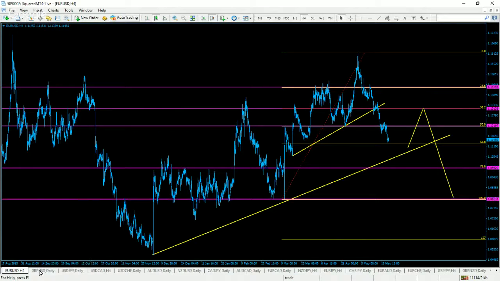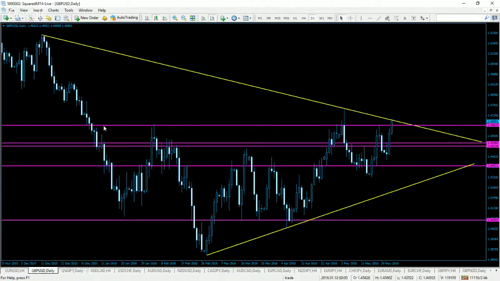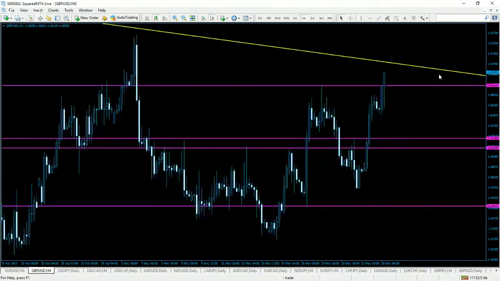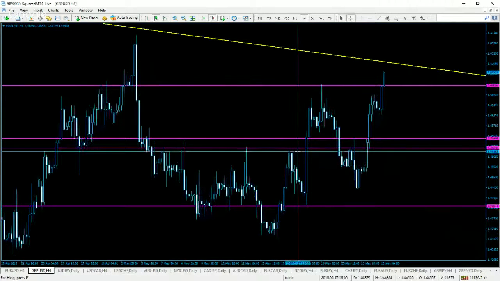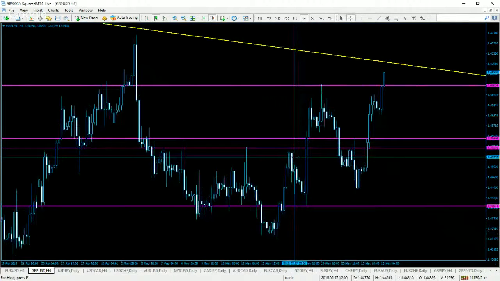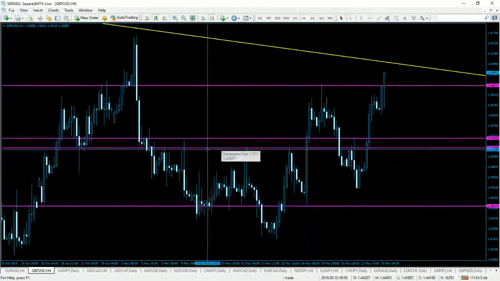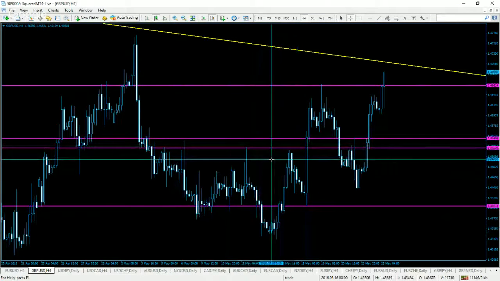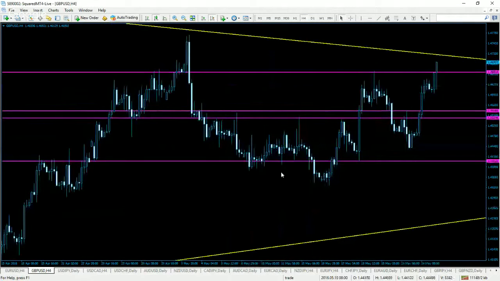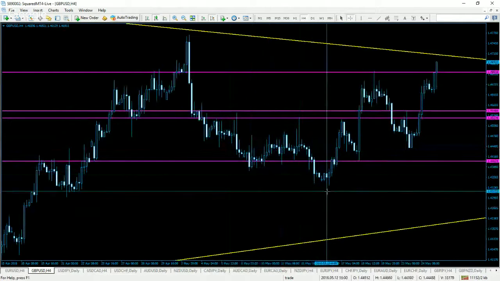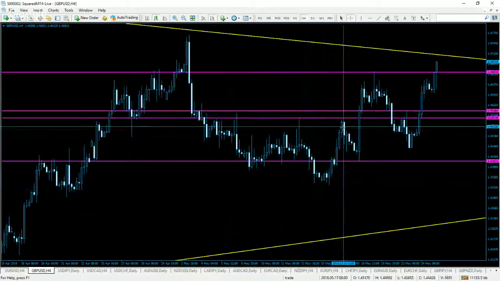Okay, so moving on to cable then. So the sterling dollar, we've had an interesting development in the picture since we spoke last week. Obviously, at the point that we spoke last week, price was around this level here. So we had marked this level as clear resistance. We put in a false break of this support. So this was the first support that we were looking at. Price had made a false break of that level, traded back above it.